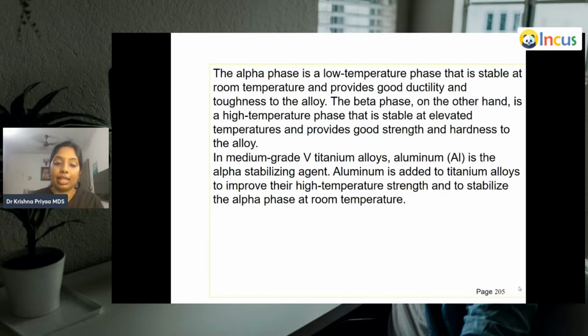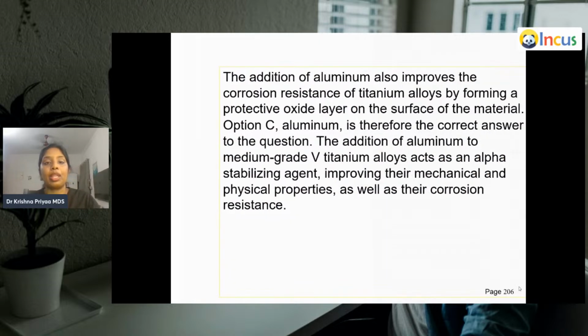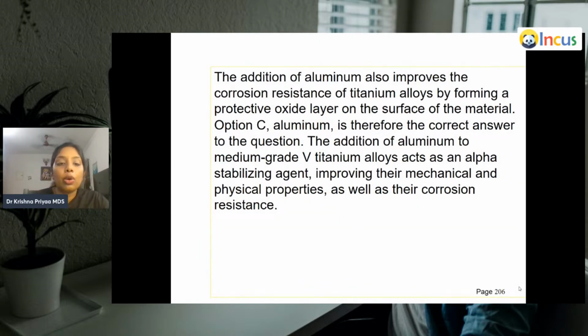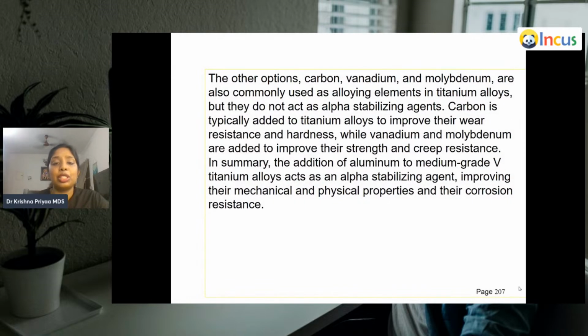So in a medium grade, grade 5 titanium alloy, aluminum is the alpha stabilizing agent. So it is added so that at room temperature we can move the wire or we can make shapes based on that. It is also helpful in the corrosive resistance aspect. Other options they have given are carbon, vanadium, molybdenum. They're also commonly used. So we can find out which element is useful for what.